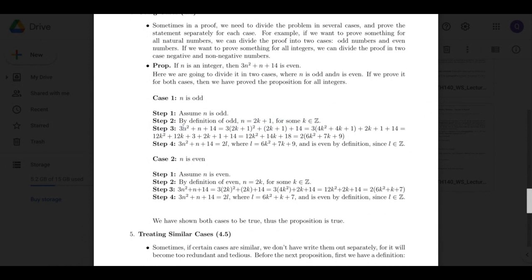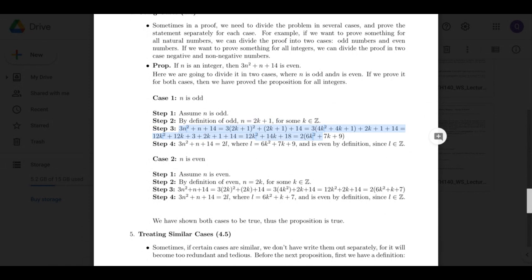So we do the calculation. In the end, we still get this. We go through the calculations. So we have (2k plus 1) squared plus (2k plus 1) plus 14. We simplify and combine like terms. In the end, we get 12k squared plus 14k plus 18.